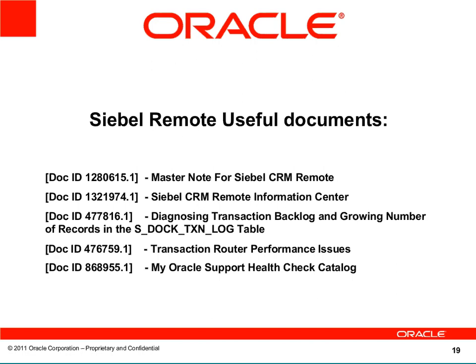There is another one very used, the transaction router performance issues. You can see a lot of extra parameters in this document and try to improve a little more the transaction router performance. And the last but not the least is My Oracle Support Health Check Catalog. There are a lot of recommended parameters for Siebel, not only for Siebel, but for other Oracle products. But there are a lot for Siebel Remote, Siebel Object Manager like Call Center. It's another good document to take a look and try to use.